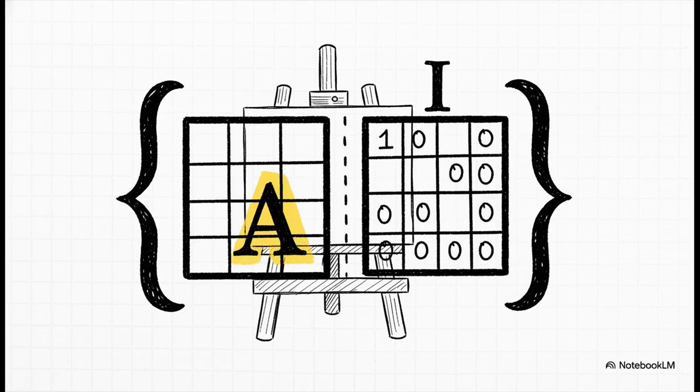So this is our starting line. We build what's called an augmented matrix by literally just sticking our original matrix, A, on the left and the identity matrix on the right. This whole thing is our canvas.